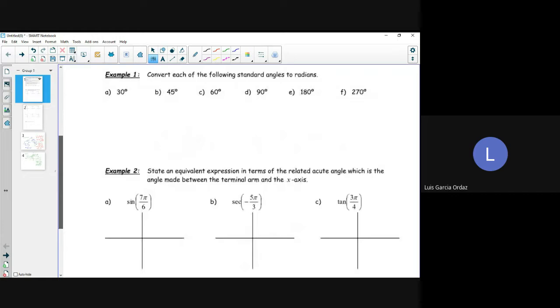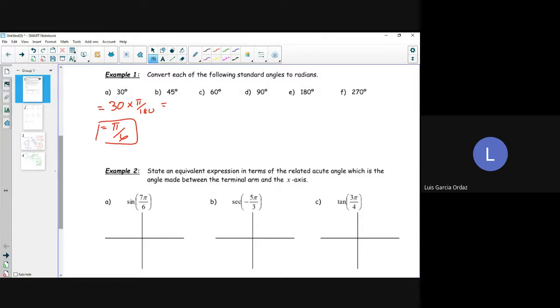So we're going to do a bit of review. We want to convert each of the following standard angles into radians. How would we write 30 degrees in radians? Pi over 6. Remember, we just do 30 times pi over 180, and that gives us pi over 6.